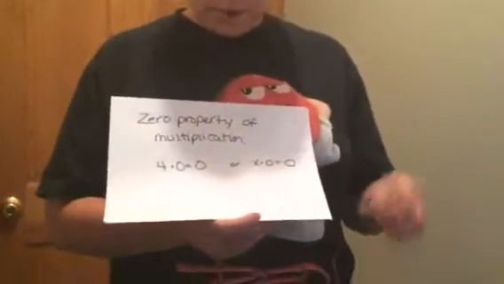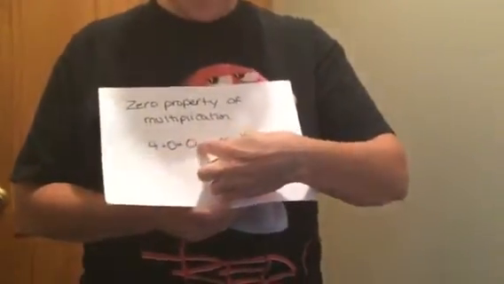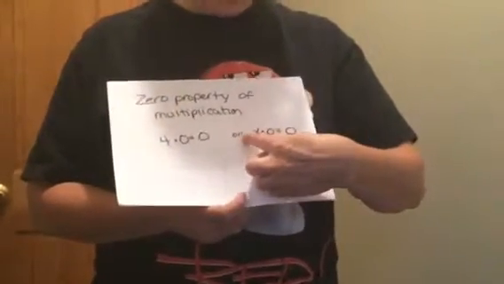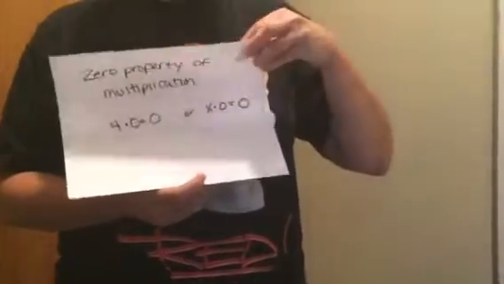Okay, the zero property of multiplication just means if you multiply something by 0, you're going to get 0. Or if I multiply a variable by 0, x times 0, I'm going to get 0.